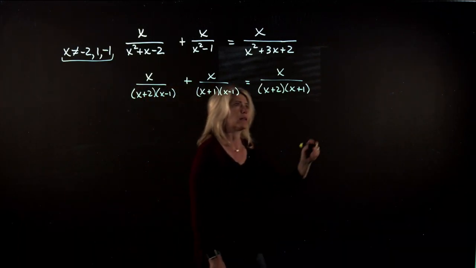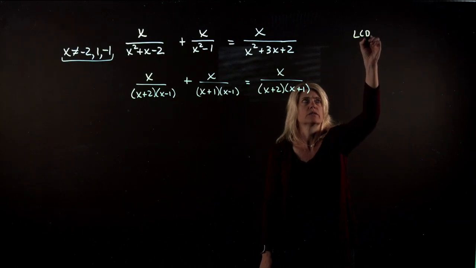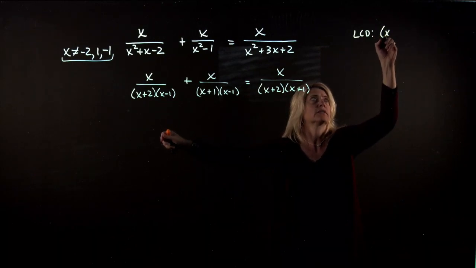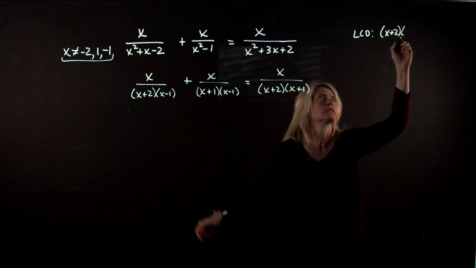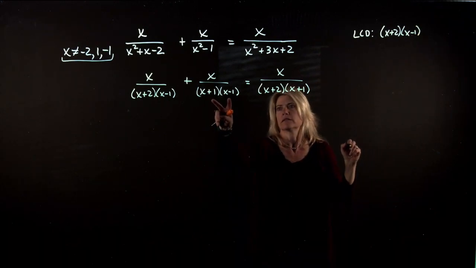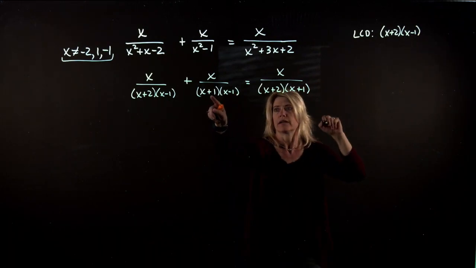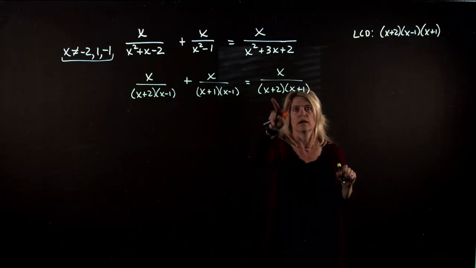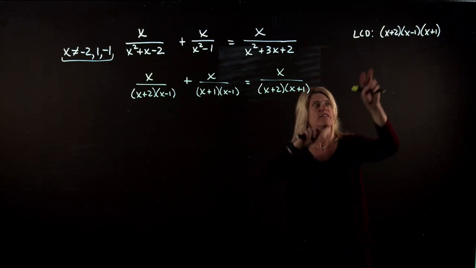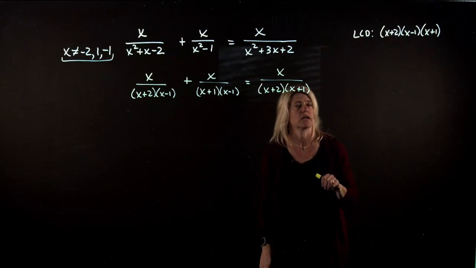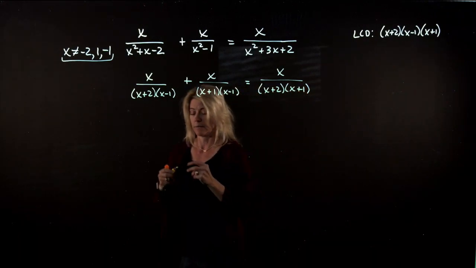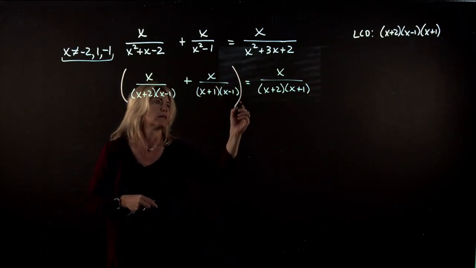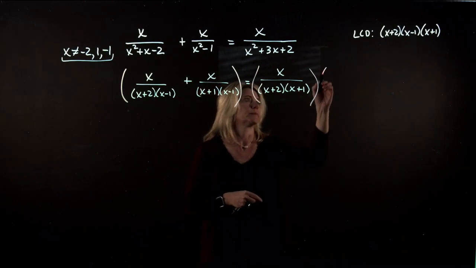Now what I want to do is find my least common denominator so that I can multiply this whole equation by the least common denominator. So it's going to have an x plus 2 and an x minus 1. In this denominator, I have the x minus 1 already, so we need to include an x plus 1 in my least common denominator. And when I look at this denominator here, these factors are already in my least common denominator, so I'm going to settle on that to be the least common denominator and multiply each side of this equation by the least common denominator.